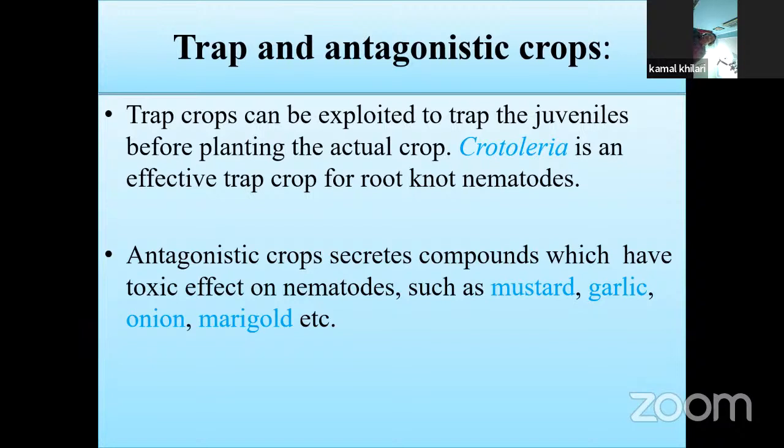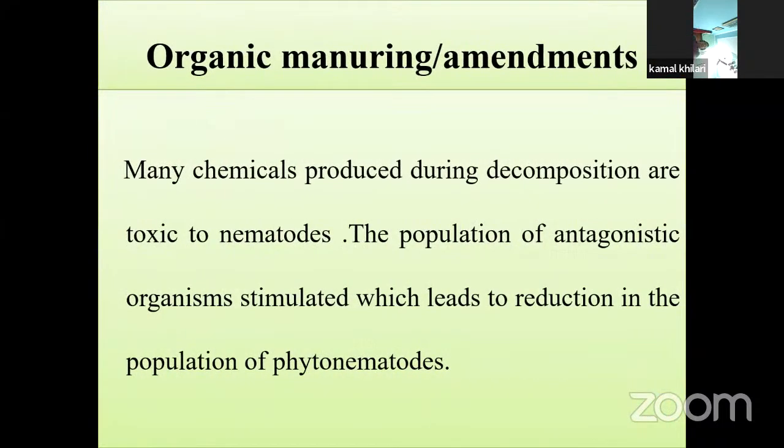So there are some crops, and marigold is a well-known crop that is very effective for management of nematodes. You can grow the marigold for some time, then you can reduce the population in the soil. And then mustard is also an effective antagonistic crop. Garlic and onion, both of these are antagonistic crops. So in the infested soil, you can grow these antagonistic crops. By growing these antagonistic crops, we can reduce the population of nematode in these soils.